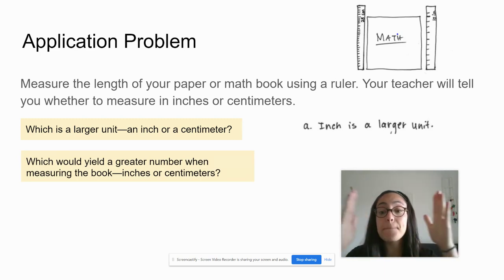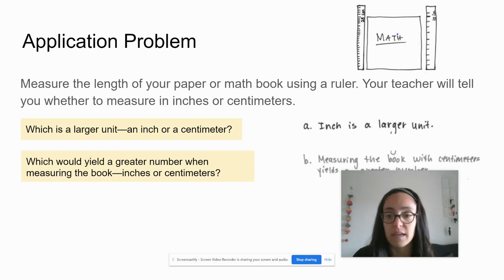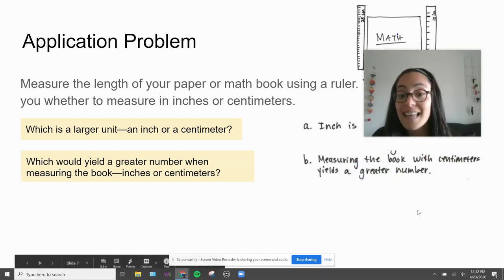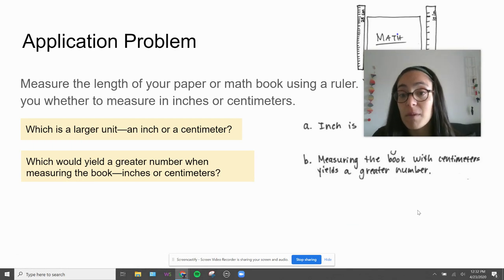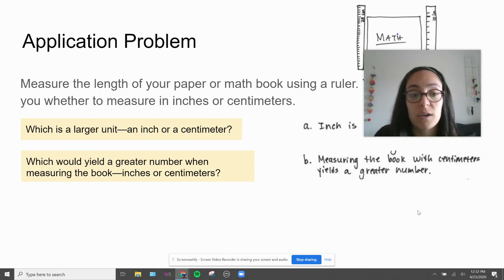Which one would have a bigger number when I measure my book? It could be your math book, it could be a notebook. If I were to measure in centimeters or inches, which one would have a bigger number? And the answer is centimeters. We know that centimeters have a bigger number because they have tinier units that they're measuring by. So you're going to need more units as you measure.